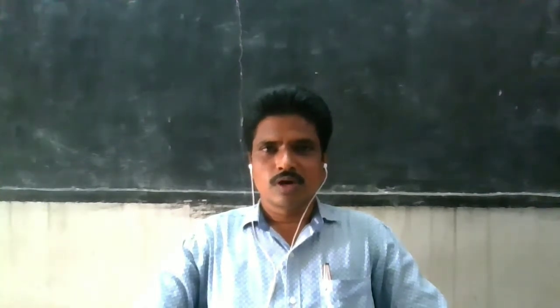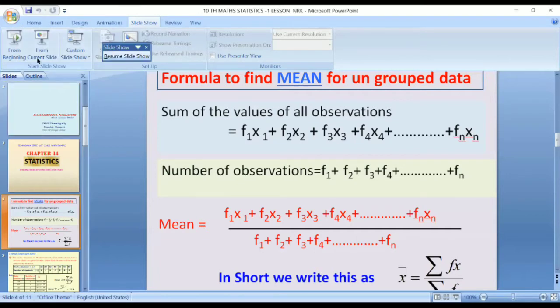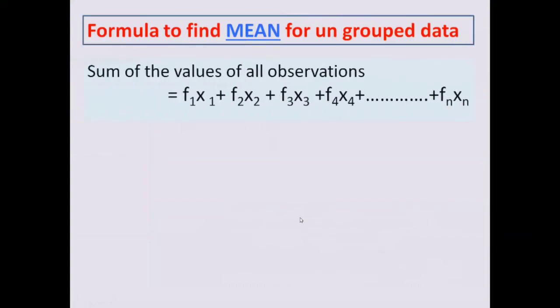Okay, now I am going to present our lesson. First of all, we have to recall the formula to find mean for ungrouped data. In that formula, the sum of the values of all observations is equal to f1x1 plus f2x2 plus f3x3 plus f4x4 plus so on up to plus fnxn. This is the sum of the values of all observations.